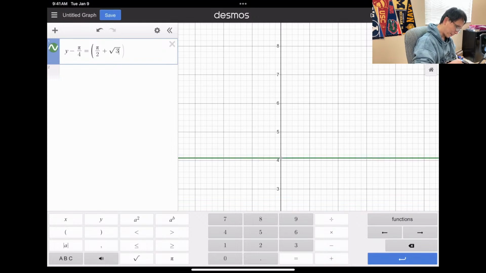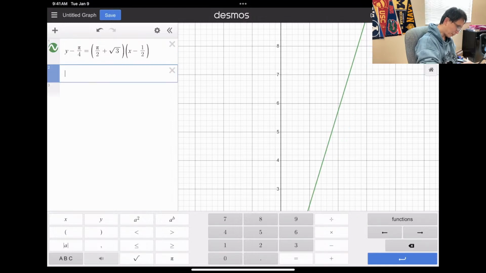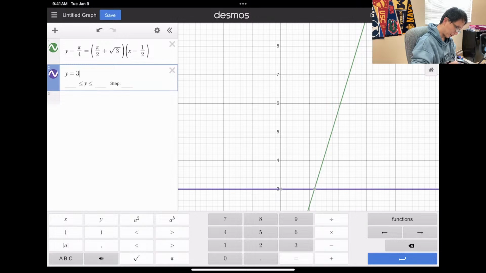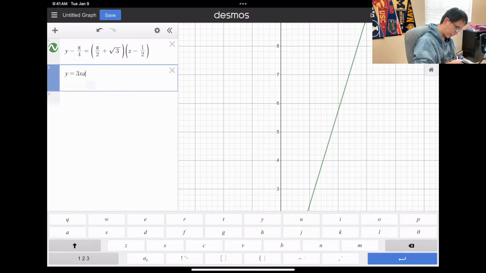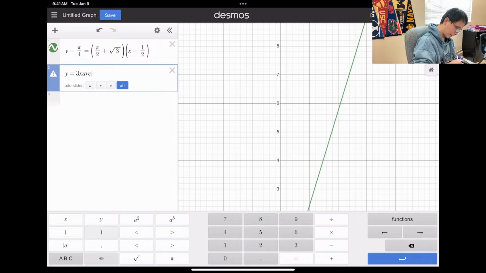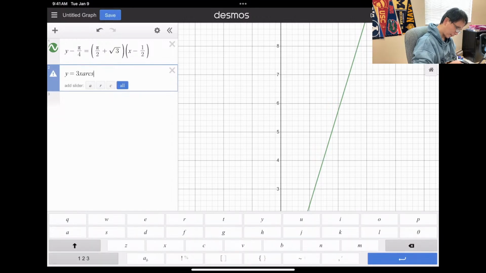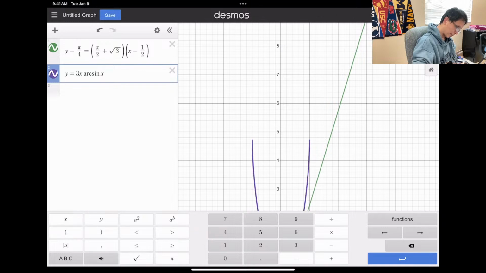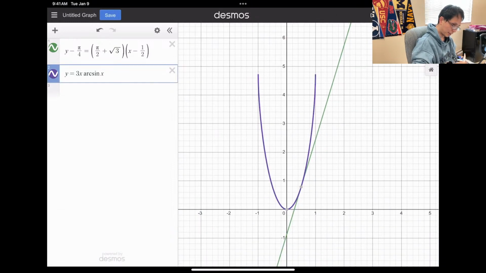Pi over 2 plus root 3. What's x minus what? X minus 1/2. And what was the equation? The equation is y equals 3x arcsin of x. Ooh, nice. See? Equation of the tangent line.